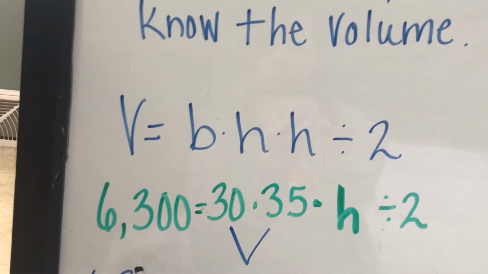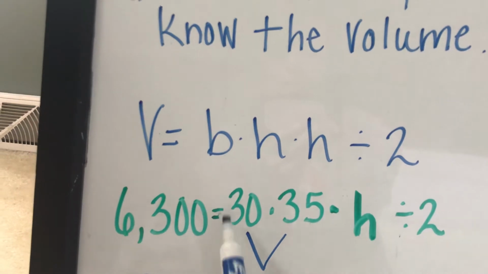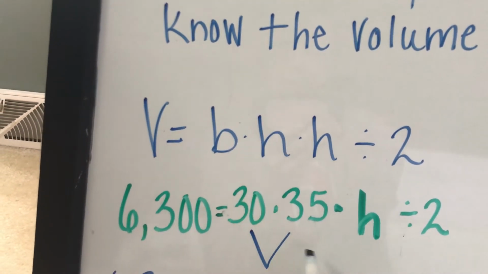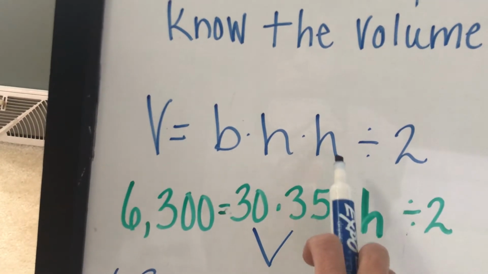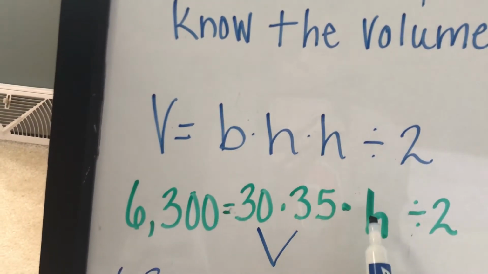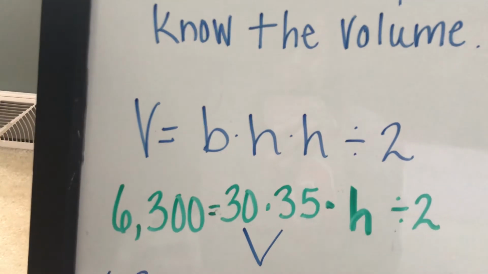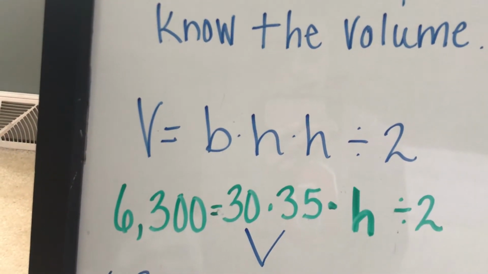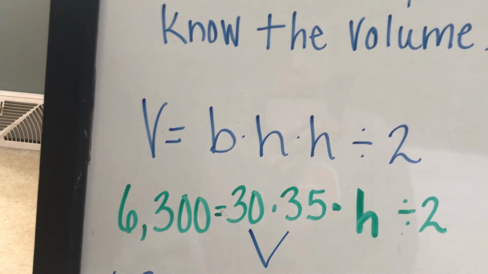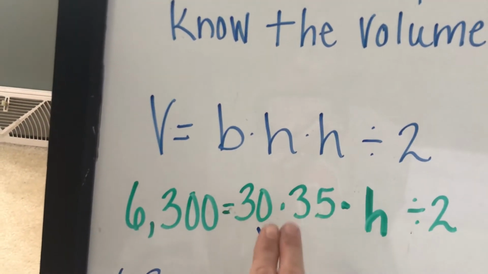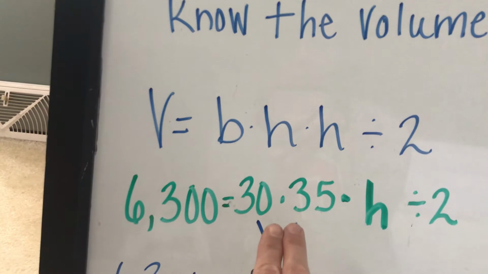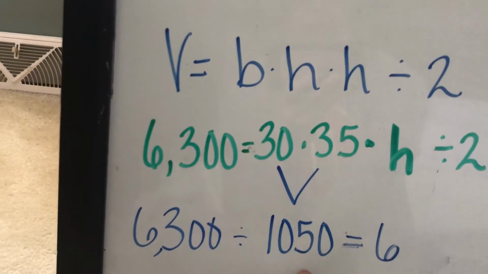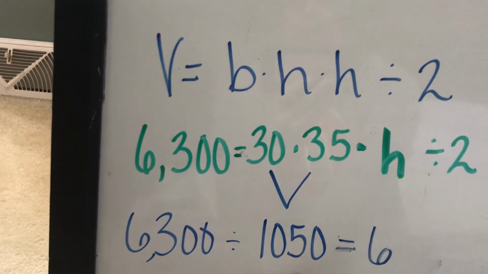The volume is 6,300. The base is 30. The height is 35. And we are missing the other height, the height of the whole prism. And then we know we have that divided by 2. We remember from the last time we did this strategy, we took what we had in the problem and multiplied it together. So we're going to take 30 times 35 and we're going to get 1,050. We are then going to work backwards, right?